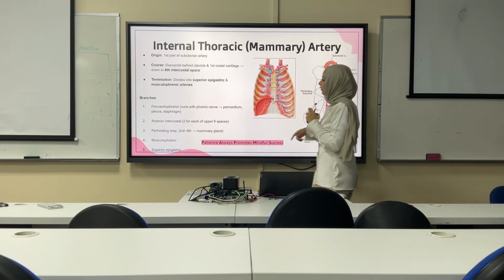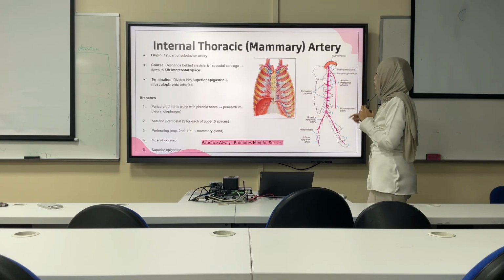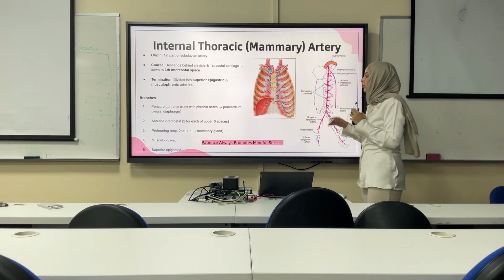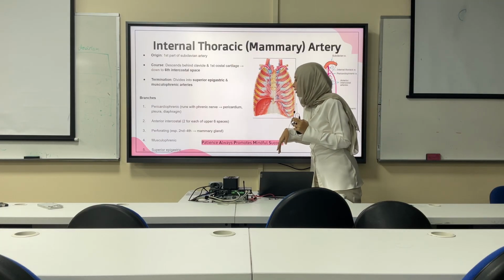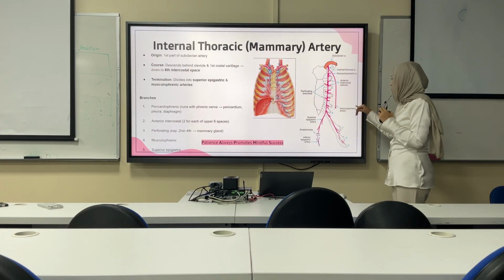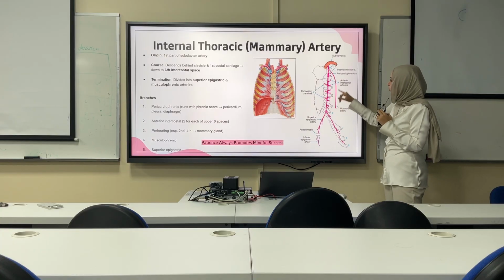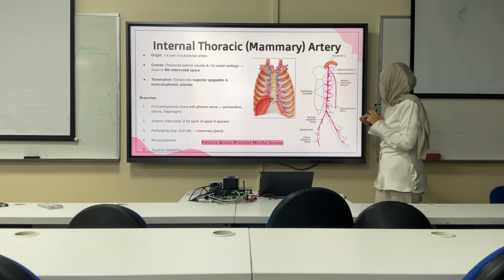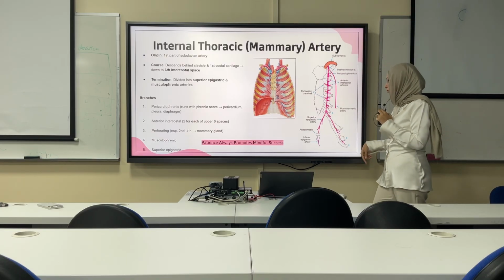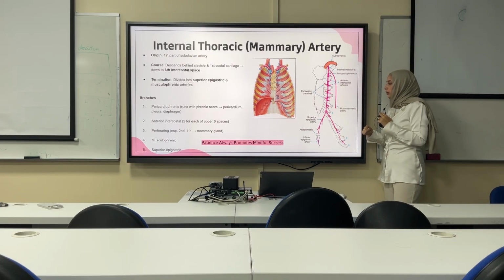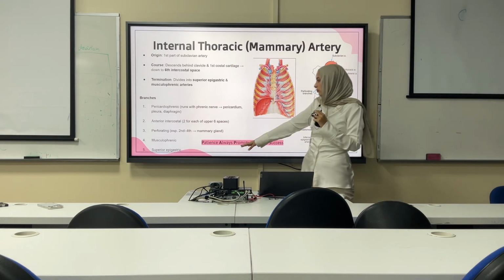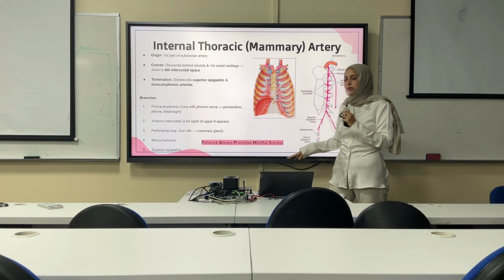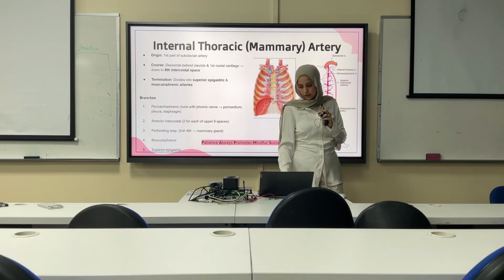Anyways, and then the perforating, especially the second and the fourth, they go to the mammary gland of the breast, I think. And then muscular phrenic, as you can see here, the muscular phrenic, this one, okay. And then lastly, the superior epigastric, here, this one, okay. Yeah, I think that's it. And this is a mnemonic. Patients always promotes mindful success for you to remember the main branches.